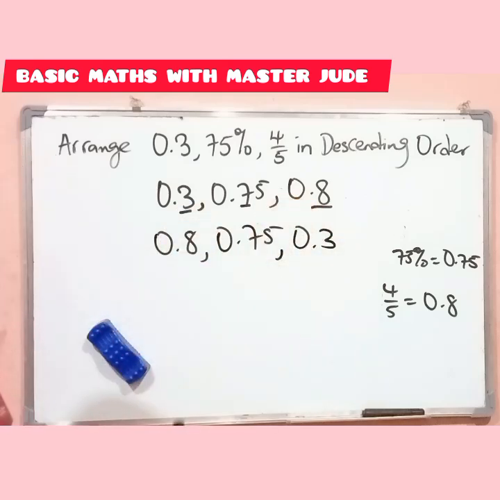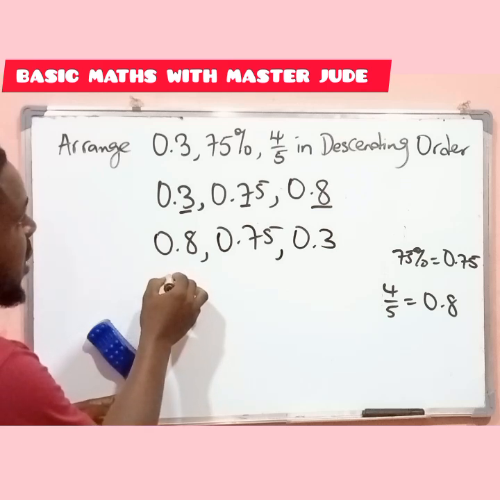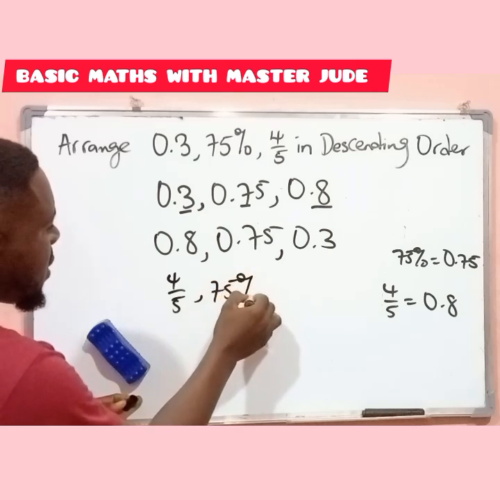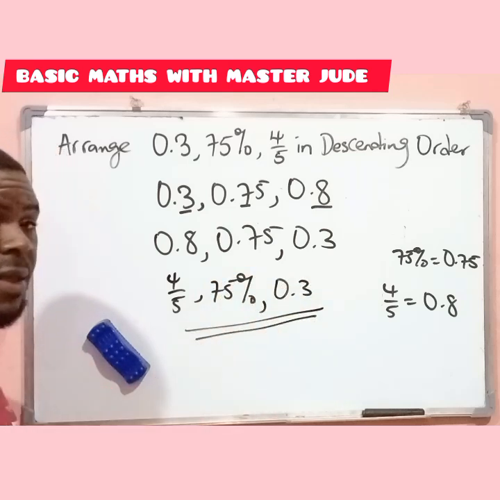0.3. So if you're arranging my answer now, it will be 4/5, 75%, then 0.3. This is in descending order.